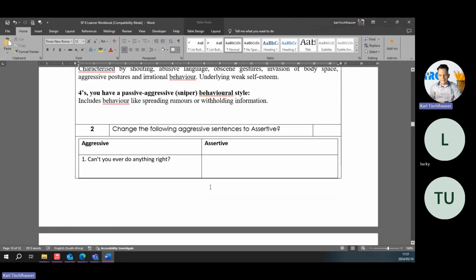Now it says change the following aggressive sentences and make them more assertive. So you can see these are very aggressive. Number one says, "Can't you ever do anything right?" That's very aggressive.